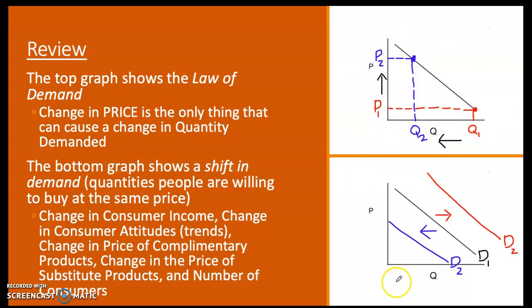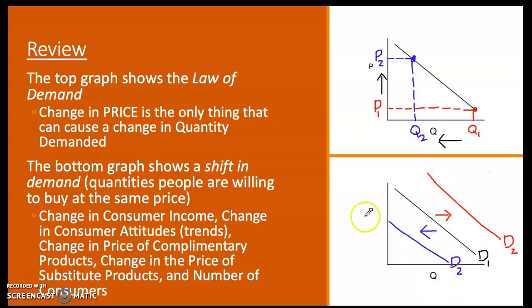Now, if we are moving to the bottom graph, this is then showing us the second part of demand that we started looking at last Friday. The bottom graph shows us a shift in overall demand, meaning these are quantities that people are willing to buy at the same price. Now, if you'll remember from our discussion last Friday, there are 5 determinants of demand. Those 5 determinants of demand are the only thing that can cause a shift of the demand curve itself.